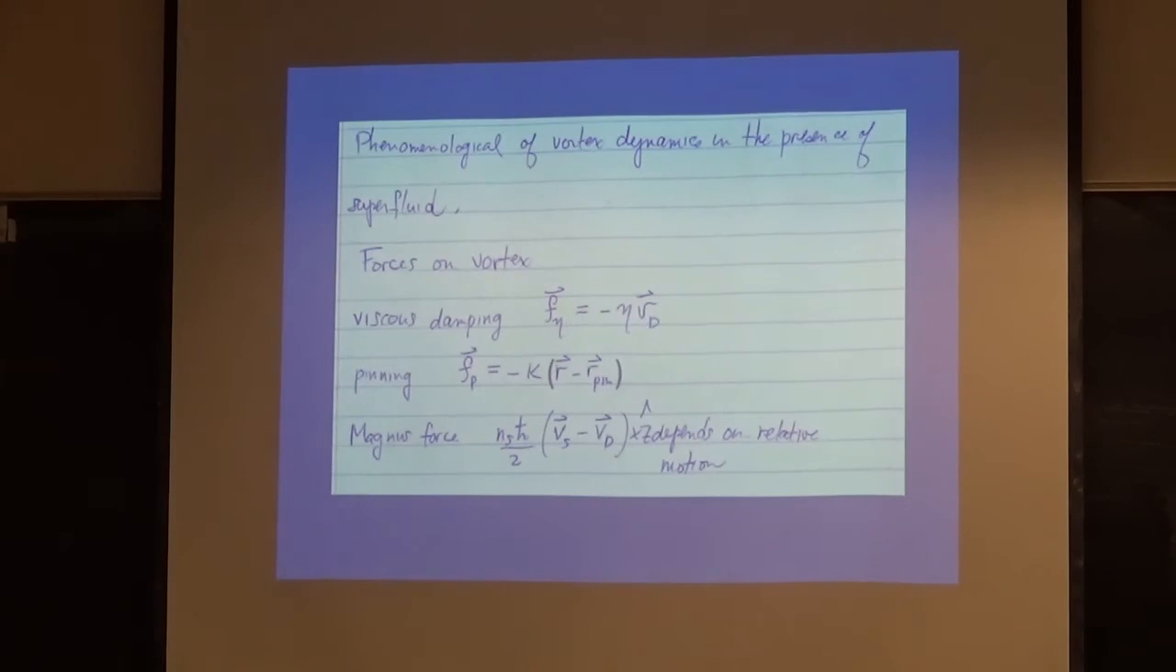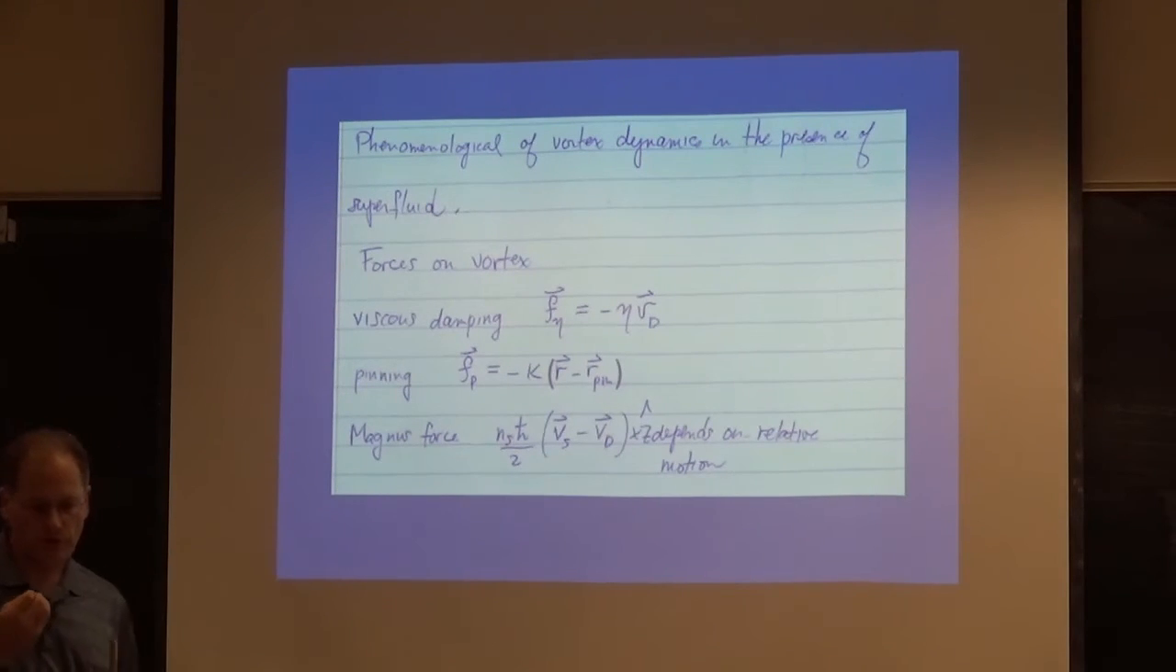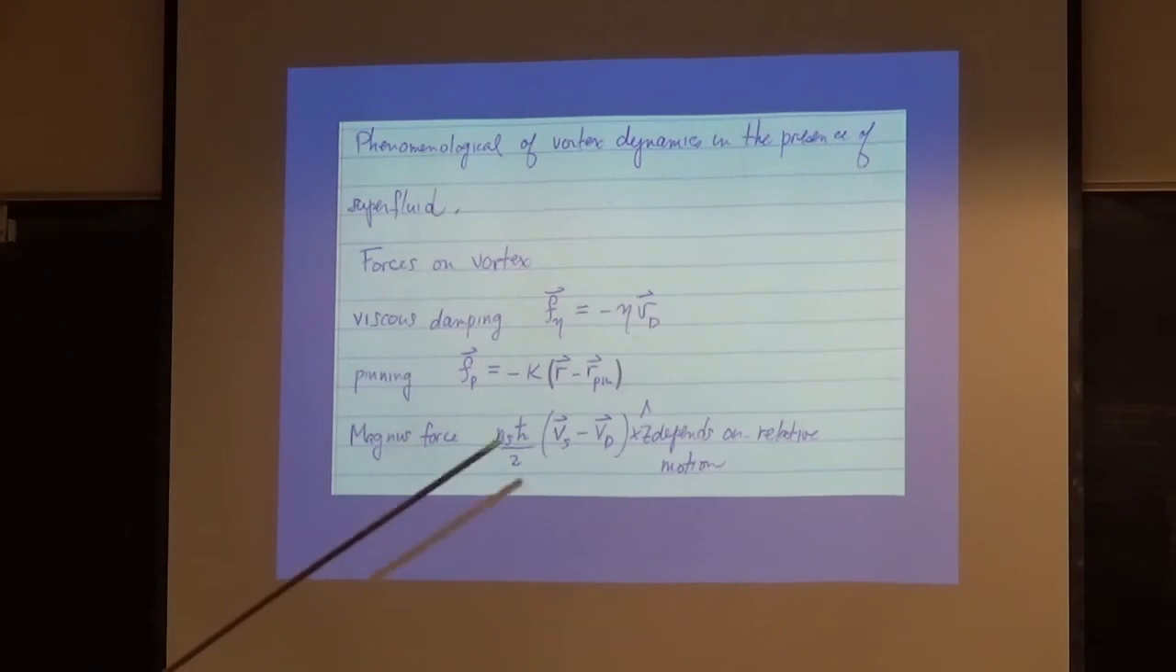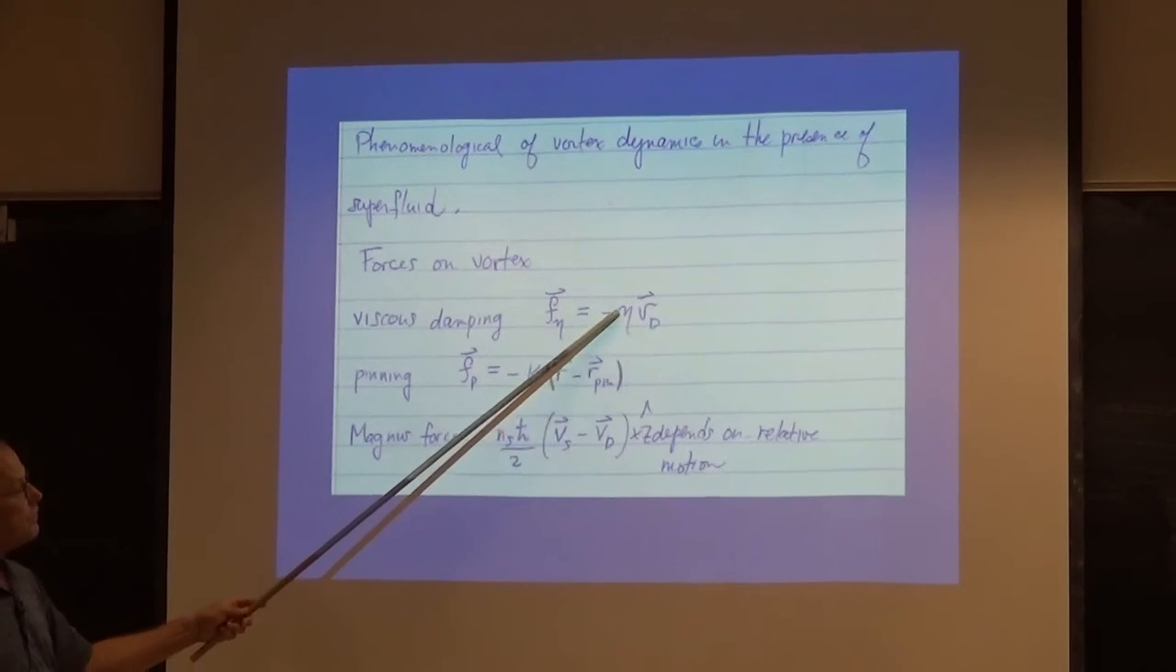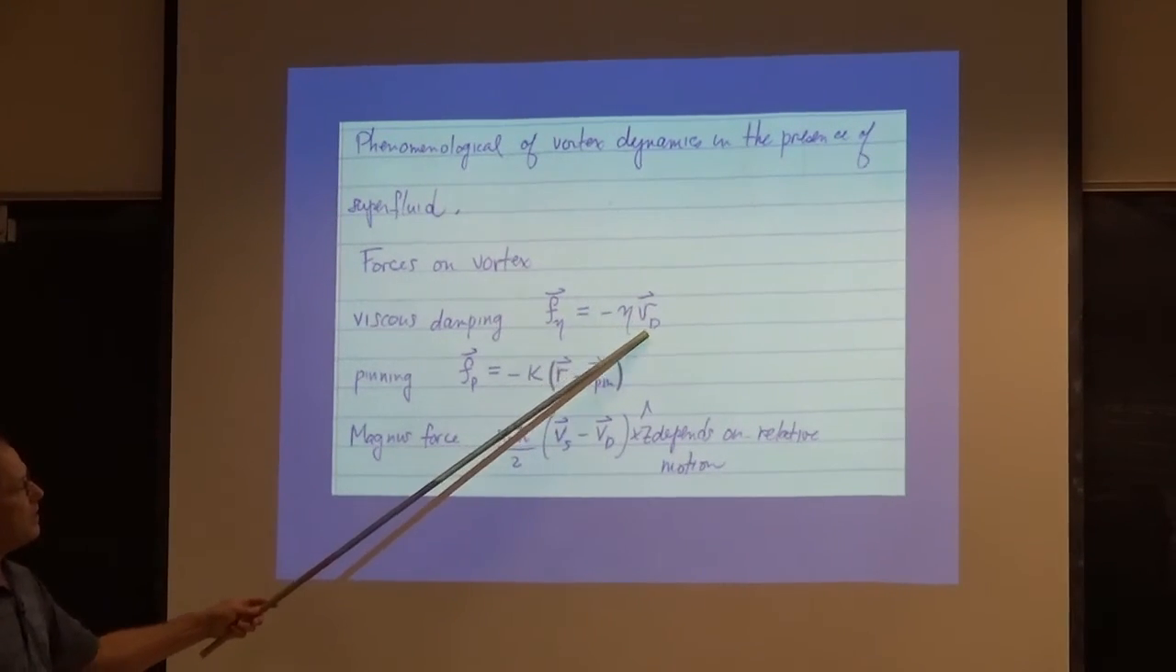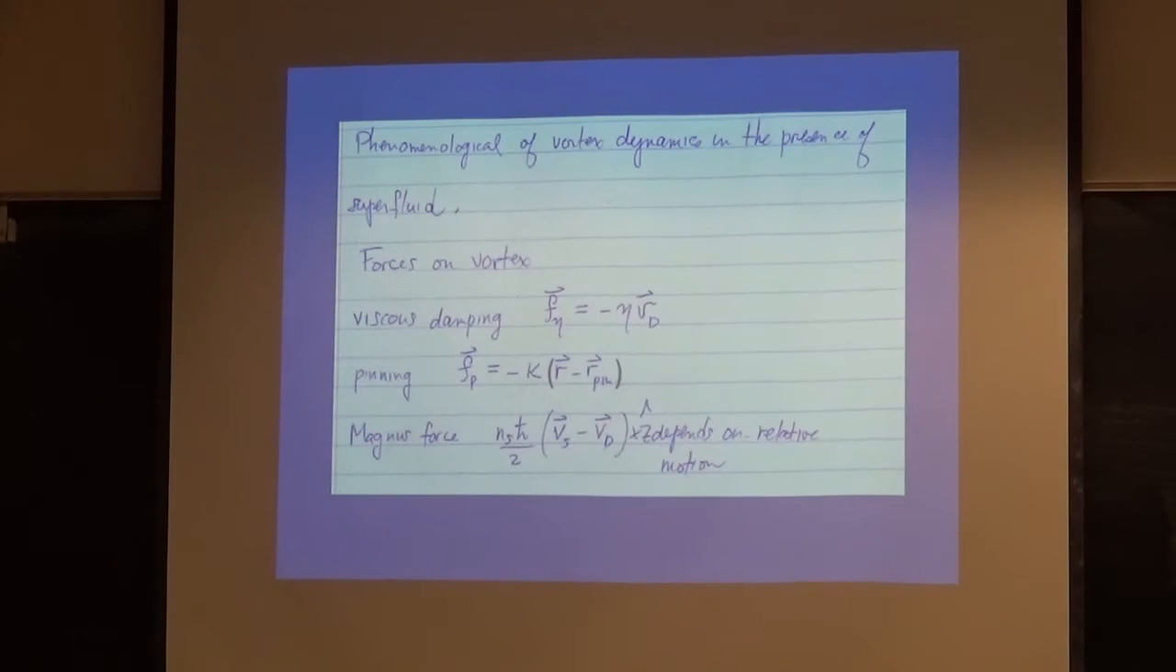So then we have to consider how fast these vortices are moving. Okay, what is their drift velocity? There's a very well-developed phenomenological picture for the motion of vortices in a superconductor. The way we think about this, as the vortices are moving, they're subject to some viscous damping force that's proportional to some viscosity coefficient times their drift velocity. So this is opposing their motion.